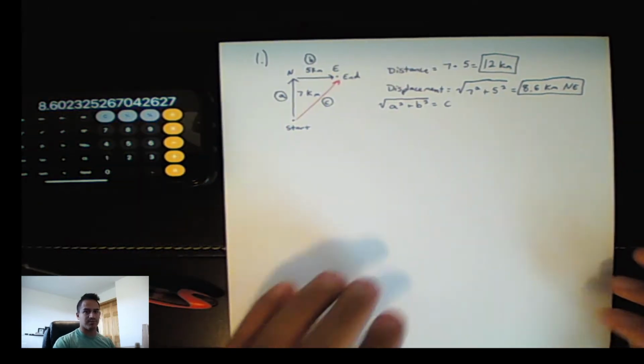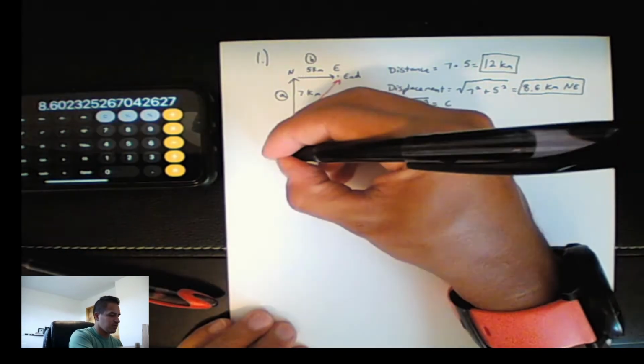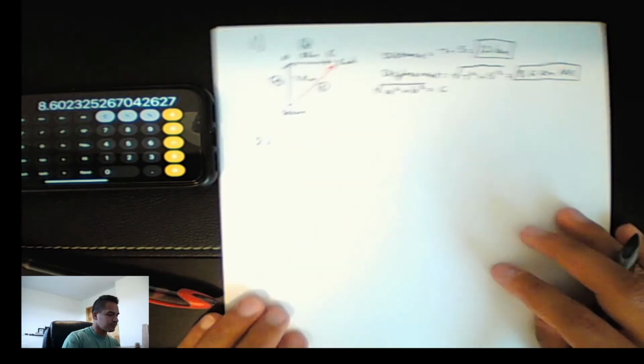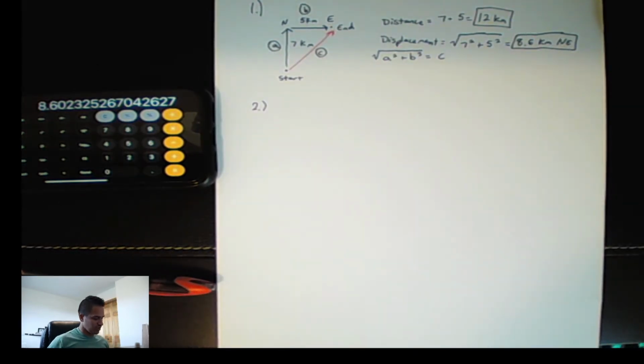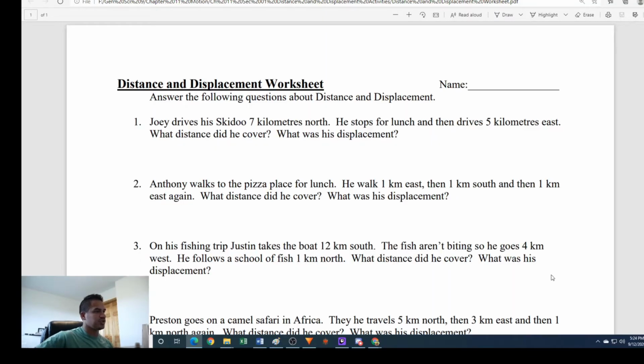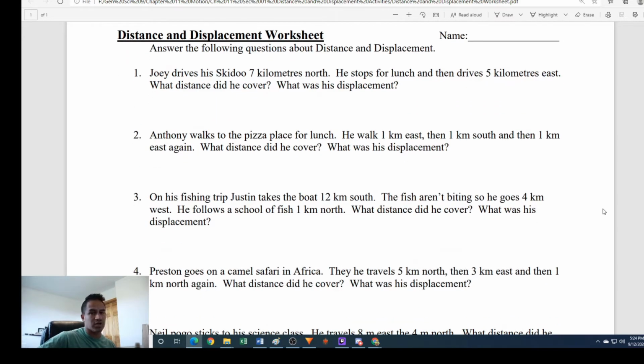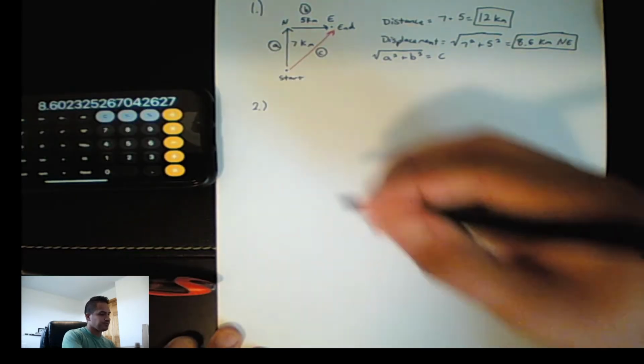There's our first problem. Okay, let's take a look here at number two. So let's switch back to our worksheet here so we can see what the problem says. Okay, so number two, it says Anthony walks to the pizza place for lunch. He walks 1 kilometer east, then 1 kilometer south, then 1 kilometer east again. What distance did he cover? What was his displacement? All right, so again, let's draw a picture.